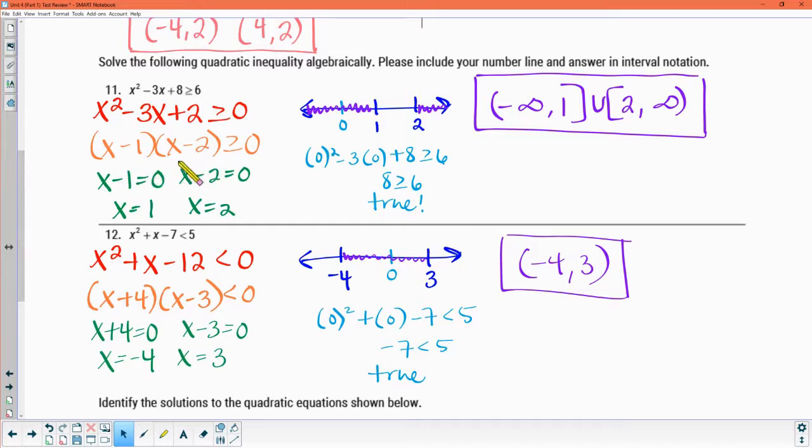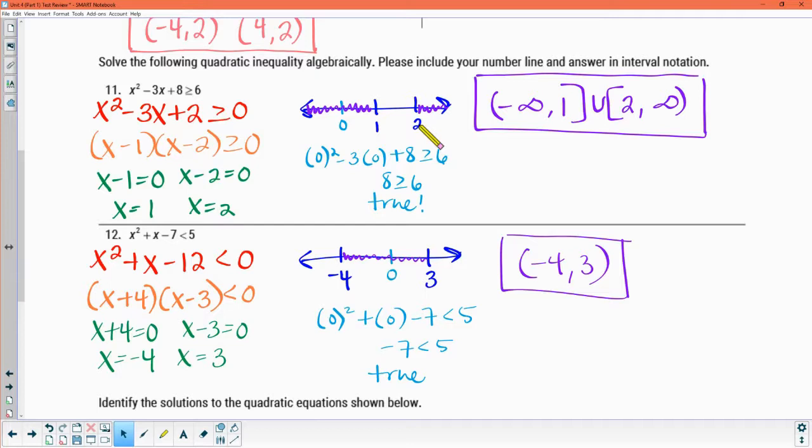Now these two factors are going to give me my critical points, my critical numbers. So I set each factor equal to 0, and it told me that my critical numbers should be x equals 1 and x equals 2. So what I always do is put those two numbers on a number line. Now, if these two numbers are not 0, 0 is always the easiest test point to do.